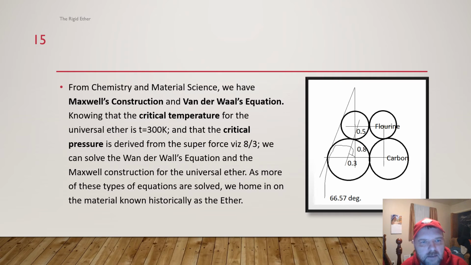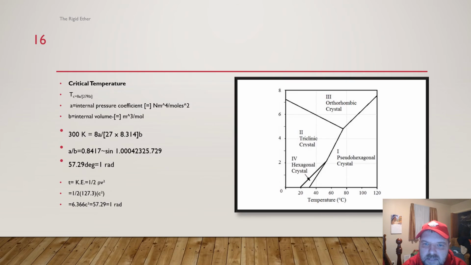So here we're about halfway through the talk, and we come up to, from chemistry and material science, Maxwell's construction and van der Waals equation. Known the critical temperature for the universal ether is T equals 300 Kelvin, which is about 30 degrees Celsius, and that the critical pressure is derived from the superforce. We can solve the van der Waals equation and this Maxwell construction for the universal ether. As more of these types of equations are solved, we hone in on material known historically as the ether. Please pardon the spelling mistake.